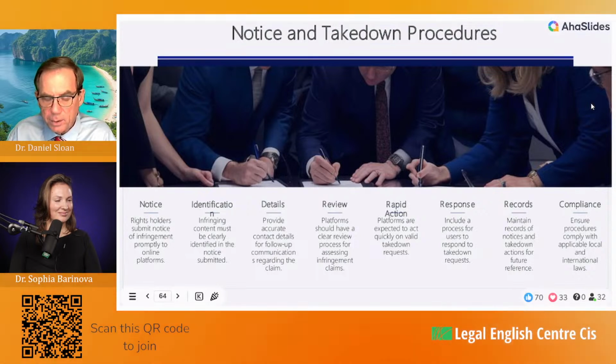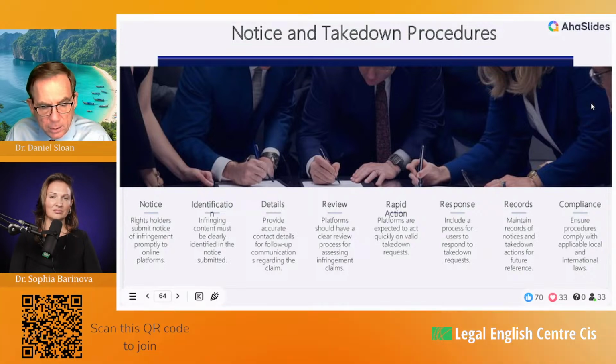So this is really a good protection. You want to have notice, where rights holders submit notice of infringement promptly online to online platforms. If somebody's infringing upon your copyrighted content, you want to have the ability to notify them. Identification: infringing content must be clearly identified in the notice submitted. Details: provide accurate contact details for follow-up communication regarding the claim.